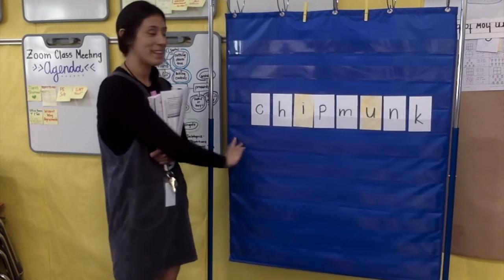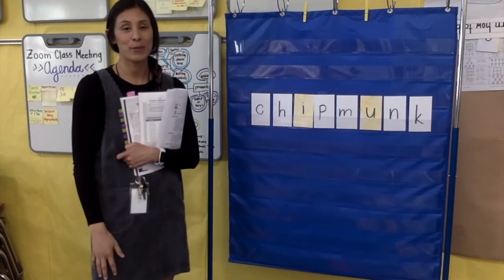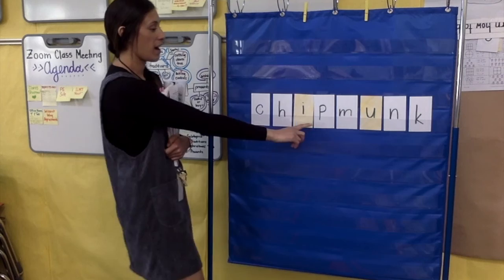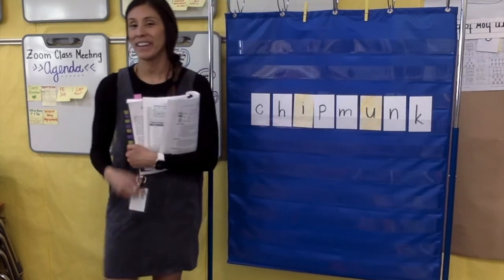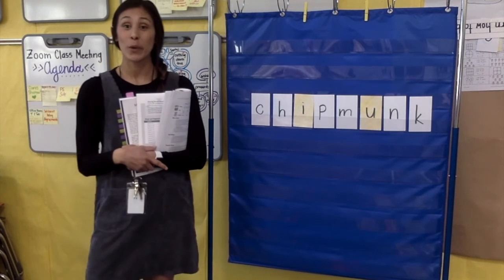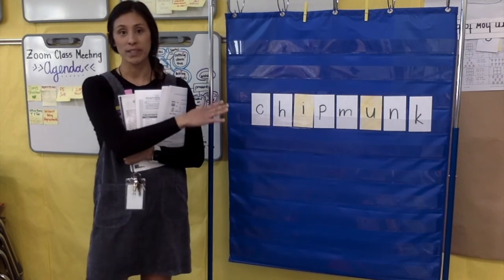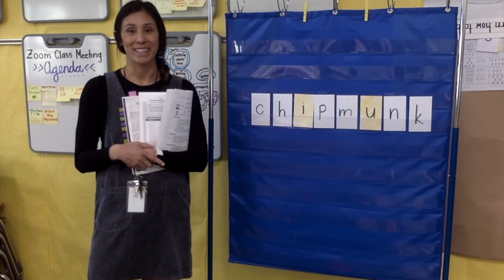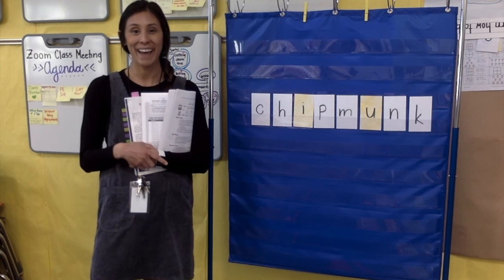Boys and girls, what is our secret word this week? Chipmunk. And how do we spell the word chipmunk? C-H-I-P-M-U-N-K. Very nice job, boys and girls. So today you're going to use your letter tiles to build words, and then you're going to write 12 of them onto your word grids. And then you're going to go to Seesaw to submit your work to me. Good luck. Have fun.